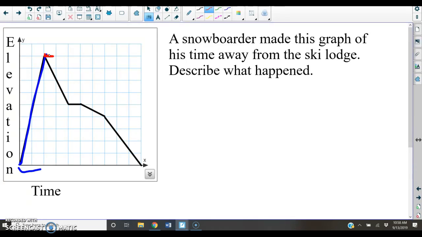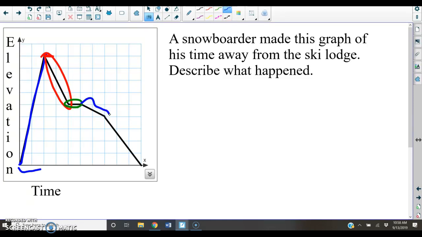But then look what happens. He's going down, and it's fairly steep, which means he's taking off at a good rate. He's going pretty fast, right? What's happening here? Well, he's flat. He caught up to a buddy and he's visiting, or he wiped out and he has to get himself up and dust it off. Okay. And what happened here?